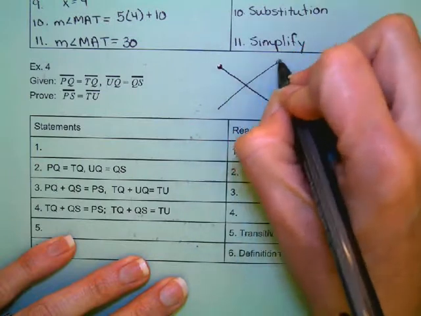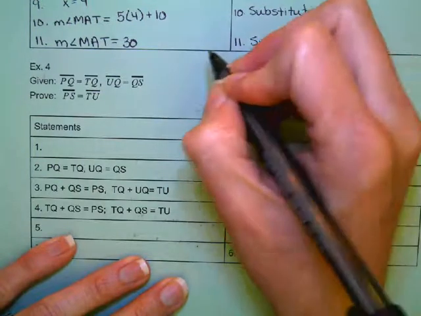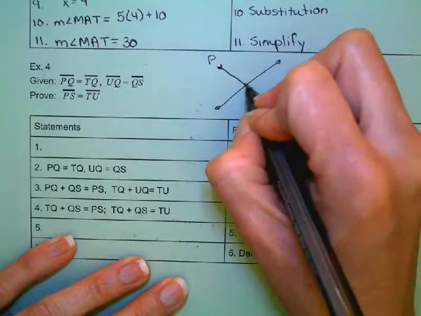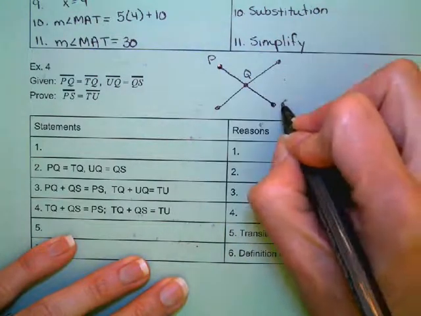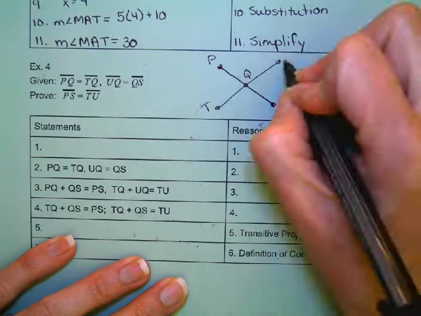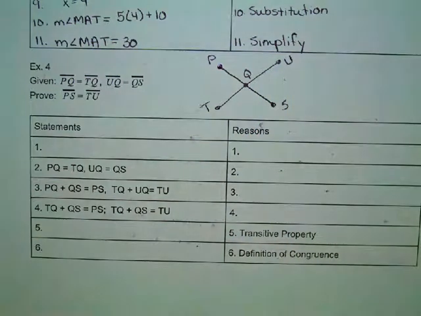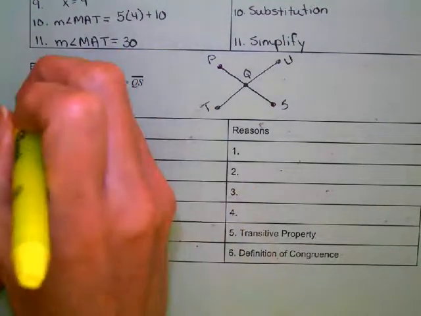You're going to have a segment PQS and TQU. Okay, so given that information, the first line is always your given. So all proofs start off the same. We want that to be on the first line.